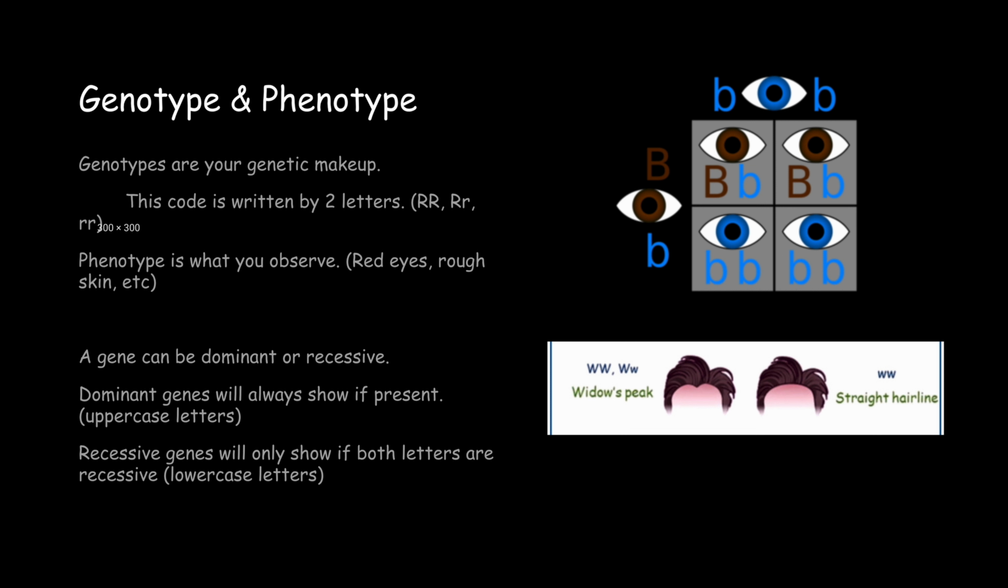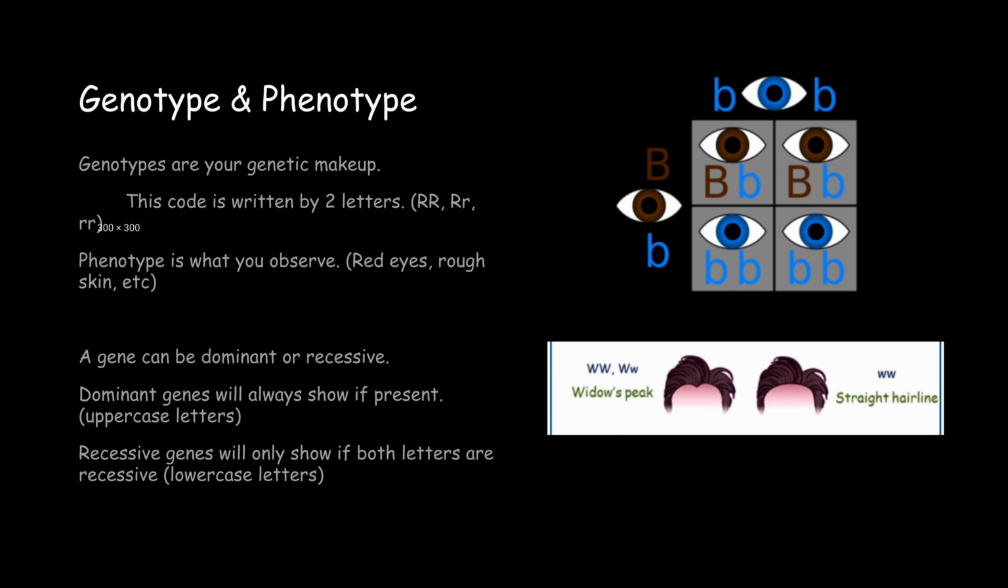That's the phenotype, but what's happening behind the scenes is the game's telling it in code to move forward. That's the genotype. And in genetics, we write it with two letters. For example, it can be dominant R, dominant R, or dominant R, recessive R. You also hear big R, big R, big R, little r, or little r, little r. That's going to be the code. That was just kind of an example. And then the phenotype is what you observe. So let's say it's red eyes, rough skin, etc.